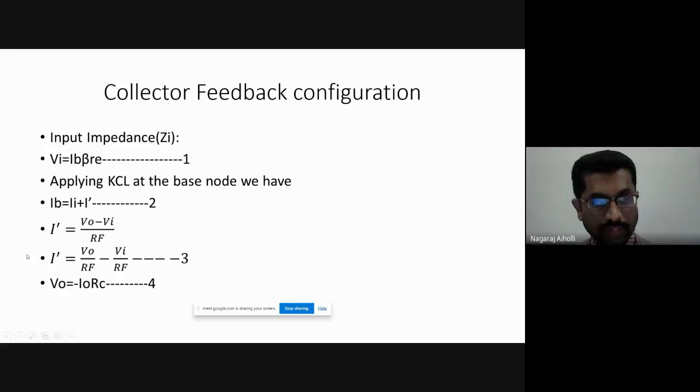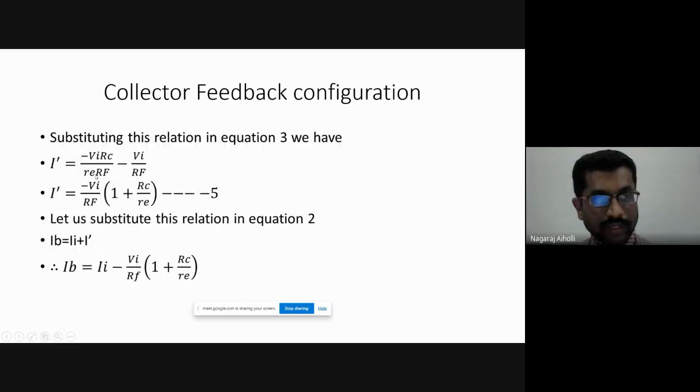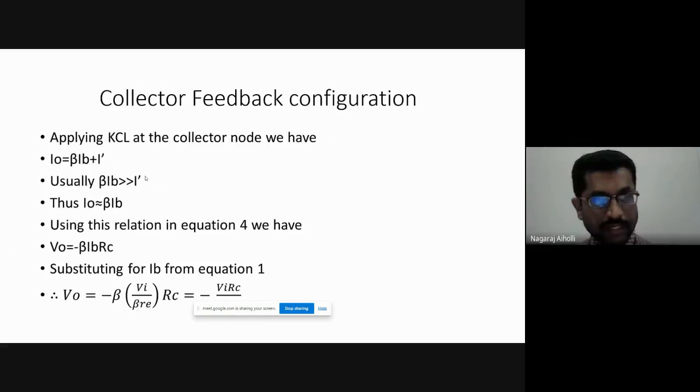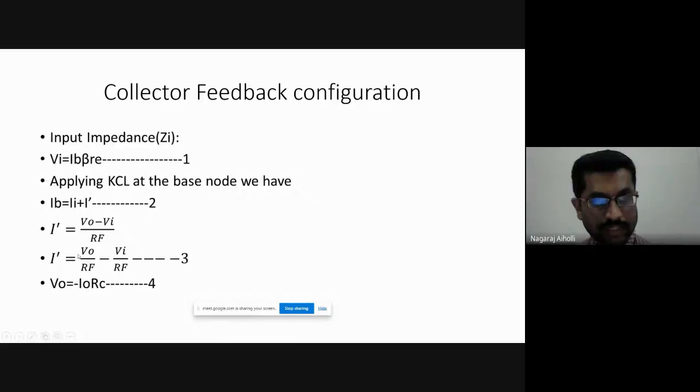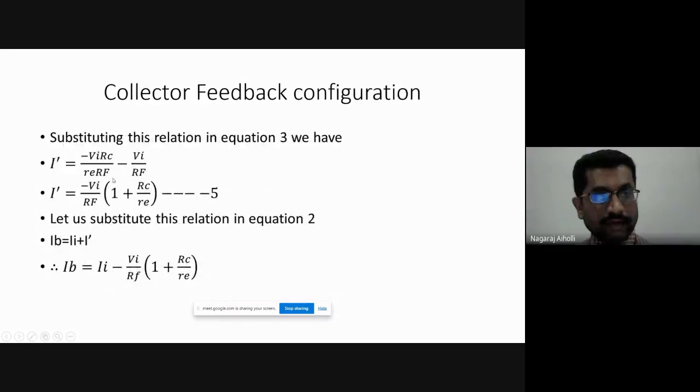I dash is equal to V naught by RF minus VI by RF. Substitute for V naught here. What is I dash? I dash is V naught by RF, and V naught is minus VI RC by RE. So it is minus VI RC by RF RE minus VI by RF. Substituting for V naught, we get I dash is equal to minus VI RC by RE RF minus VI by RF.